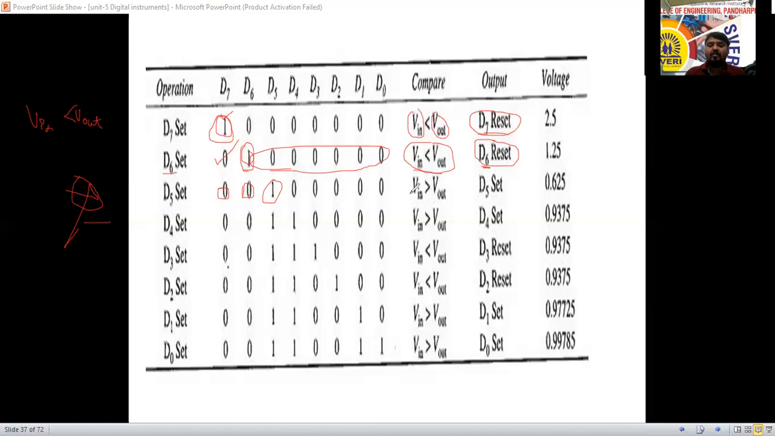Now I will compare that once here. V input is greater than V output here, so it is set here. So I will set that one. That stone, I am going to fix that one over there. So this is the fixed one, it is set only.